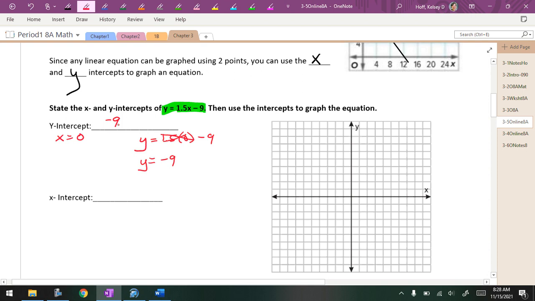Okay, on the y-axis, I need to put a point at negative 9. Where is negative 9? Very good. Start at 0, go down 9 and put a dot. Ooh, almost at the bottom, right?